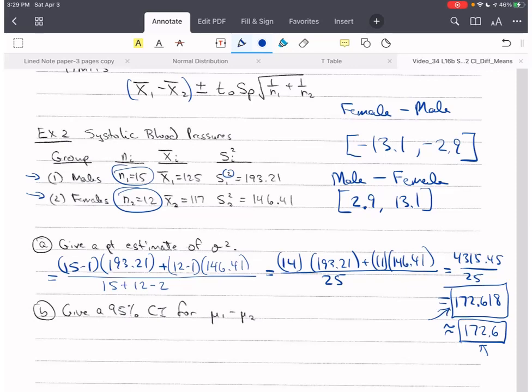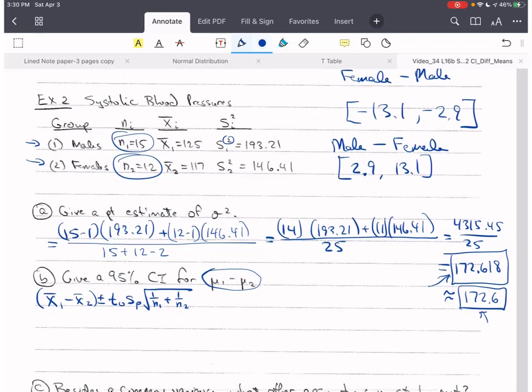Okay? So we want to give a 95% confidence interval for mu1 minus mu2. It's never about the sample, it's always about the population. So if I ever make that mistake, forgive me, but remember that it's wrong. Don't write a confidence interval for x bar 1 minus x bar 2. That's wrong, doesn't make any sense. It's for mu1 minus mu2. So we have the confidence interval x bar 1 minus x bar 2 plus or minus t naught s sub p square root 1 over n1 plus 1 over n2.